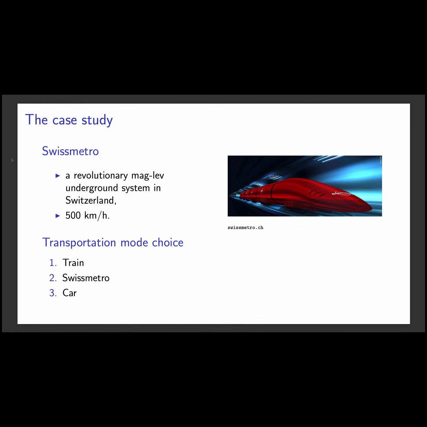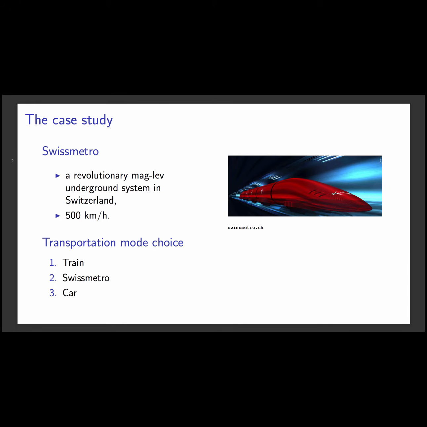The case study that we will be looking at is called Swissmetro. Swissmetro is a revolutionary maglev underground system that has been designed in Switzerland and which is planned to run at 500 kilometers per hour.